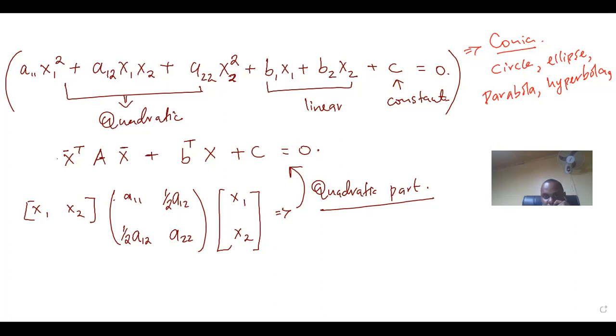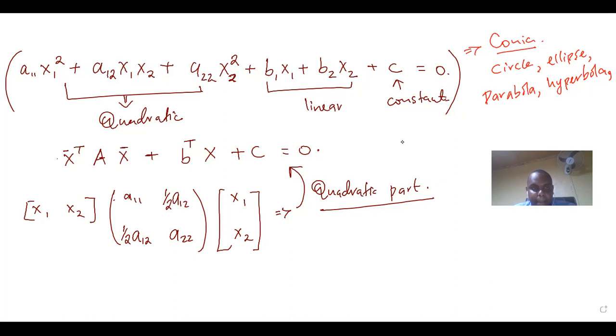After doing the matrix form, there are a few more steps to know at the end if it's a circle, ellipse, parabola, or hyperbola. There are 4 steps. So the first one was to write the equation in matrix form, so what we just did. We've already done the first one.